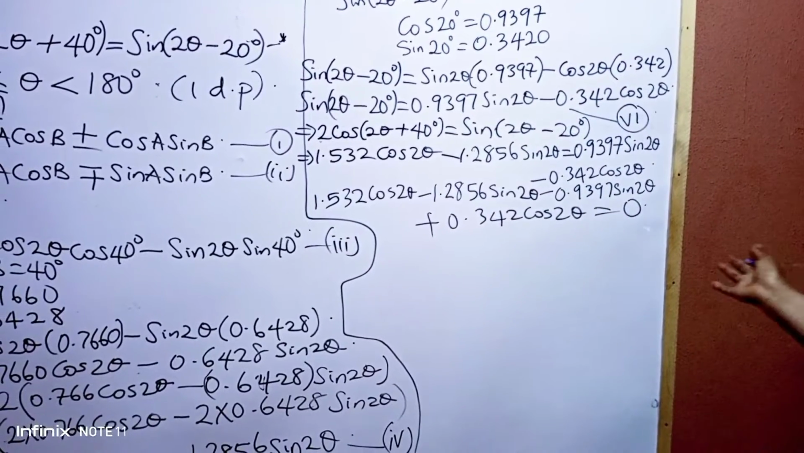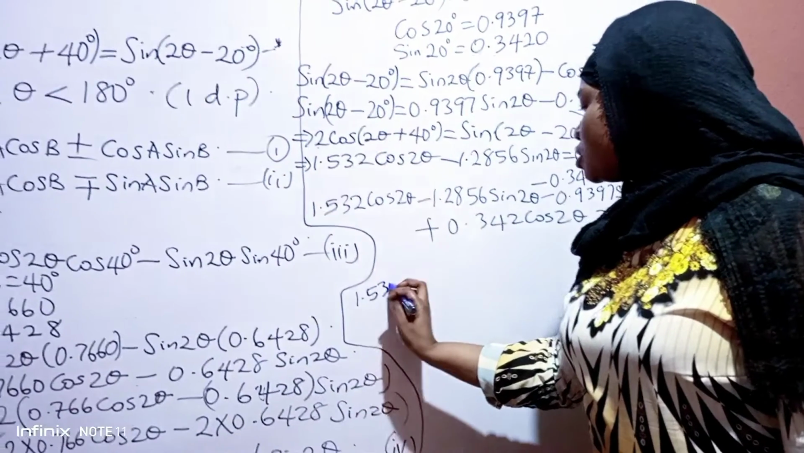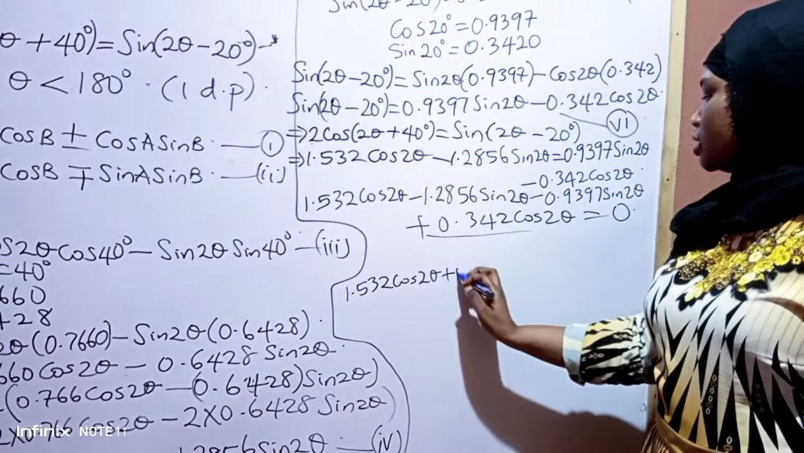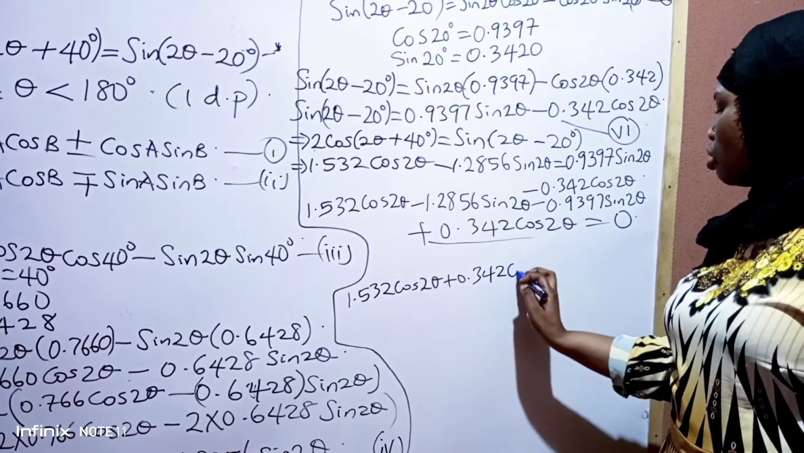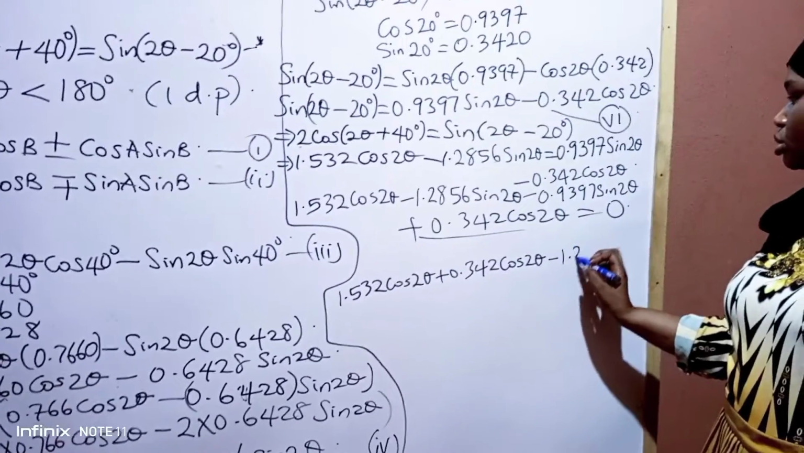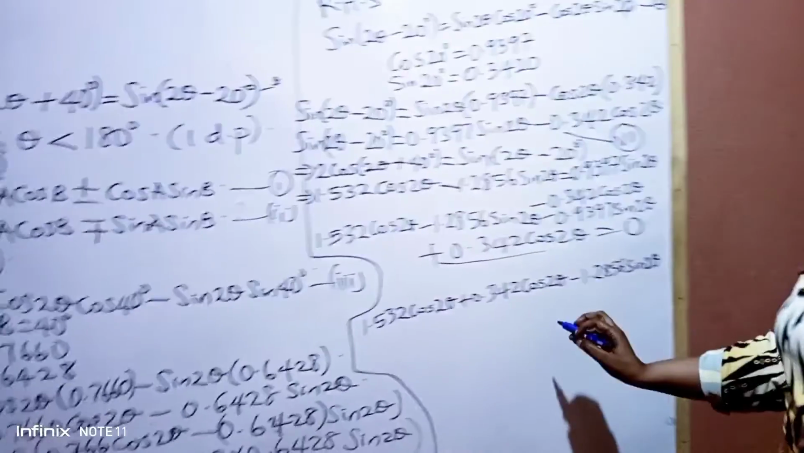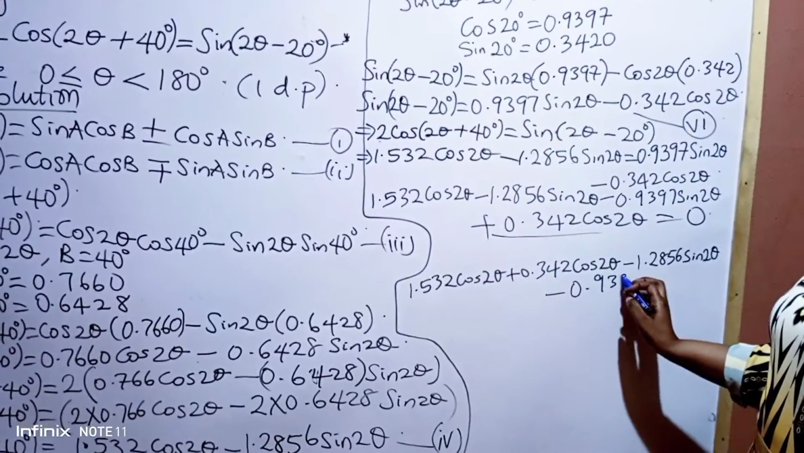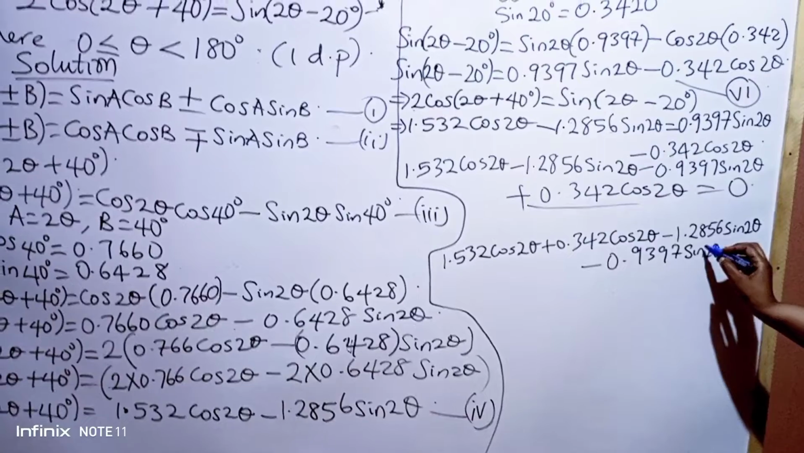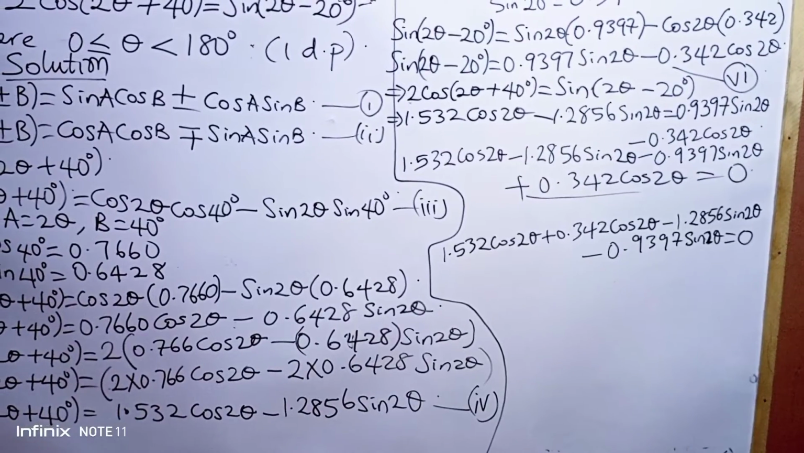So the next thing is that we have to collect like terms. So we have 1.532 cos 2 theta plus 0.342 cos 2 theta, then minus 1.2856 sine 2 theta, then minus 0.9397 sine 2 theta. Everything is equal to zero. Now from here we can factorize cos 2 theta and sine 2 theta out.